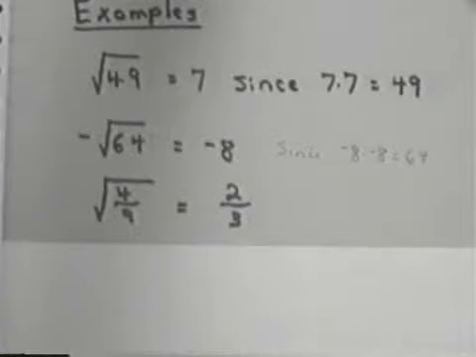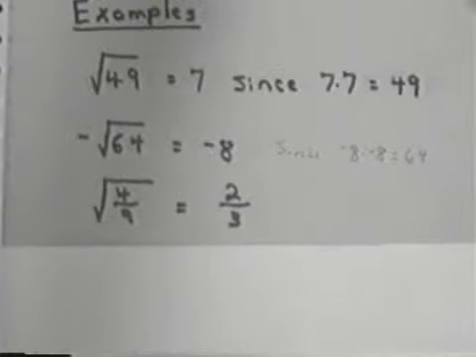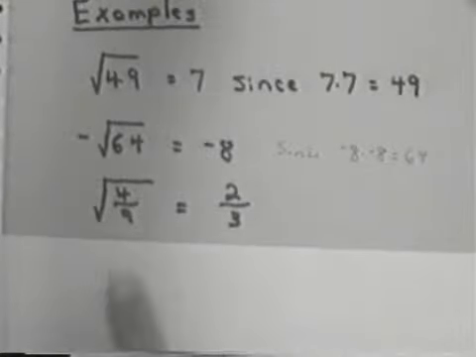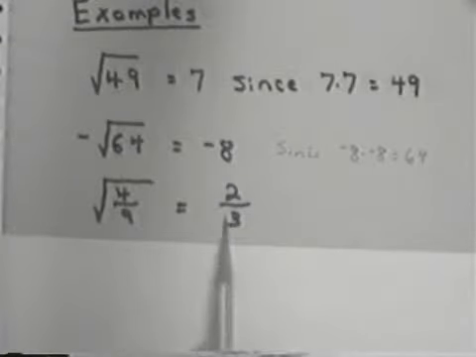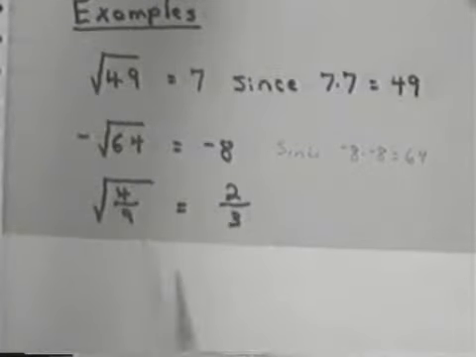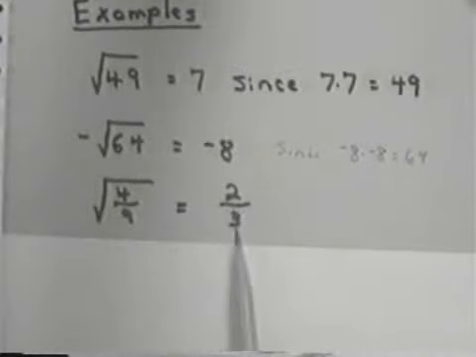The positive square root of 4/9 is 2/3. The square root of 4 is 2, because 2 times 2 is 4. The square root of 9 is 3, because 3 times 3 is 9. So if I multiply 2/3 times 2/3, I will get 4/9. The square root of 4/9 is 2/3.